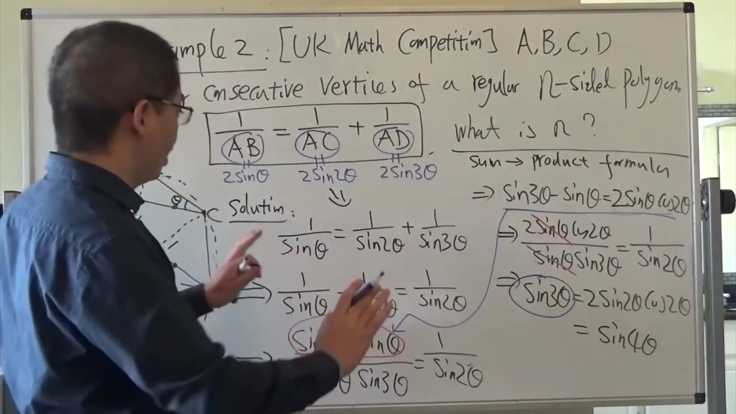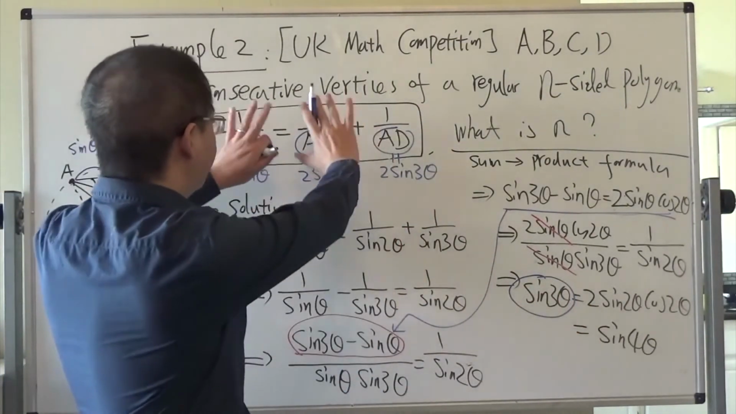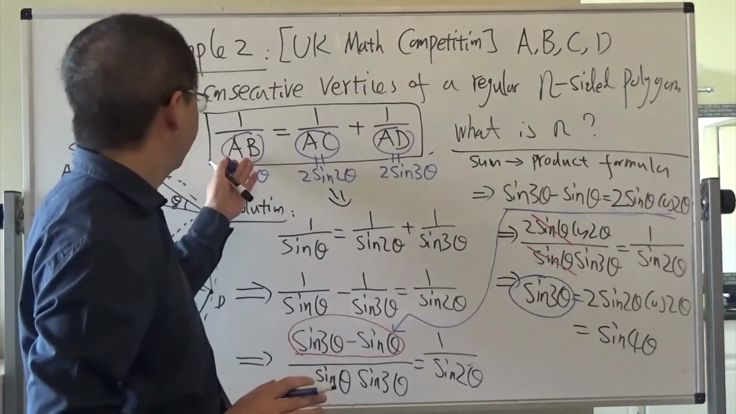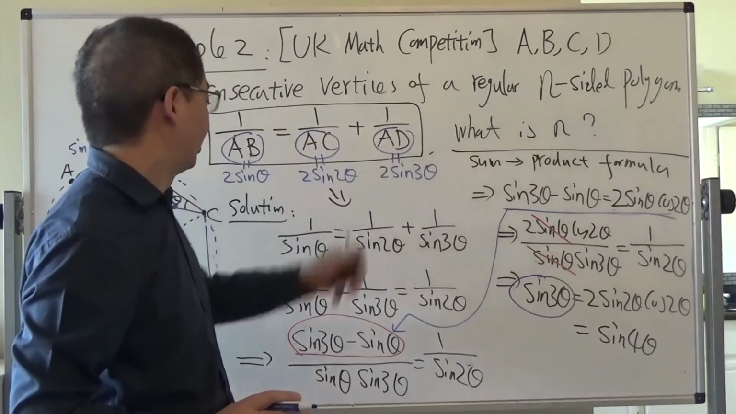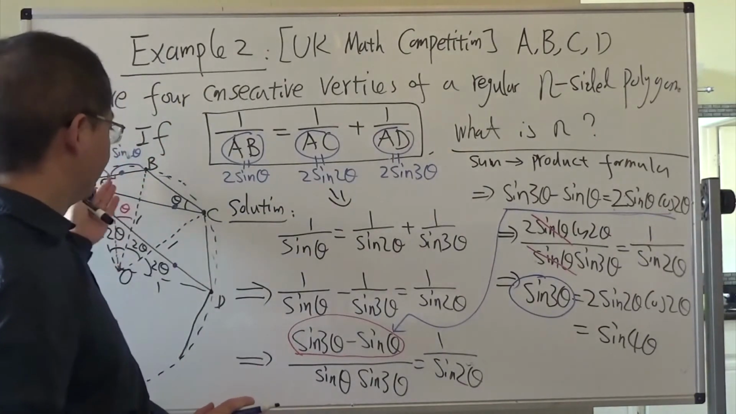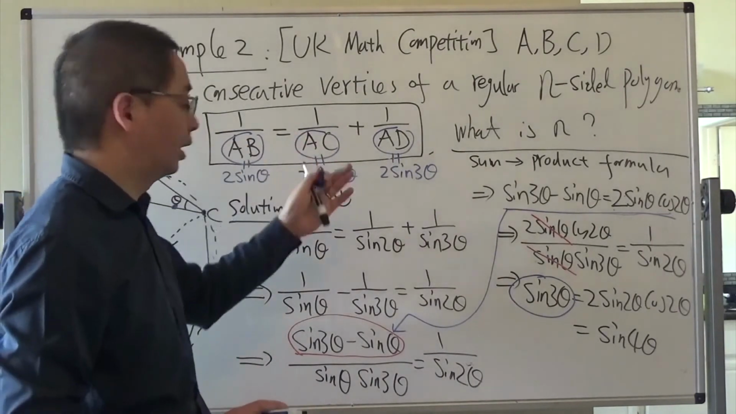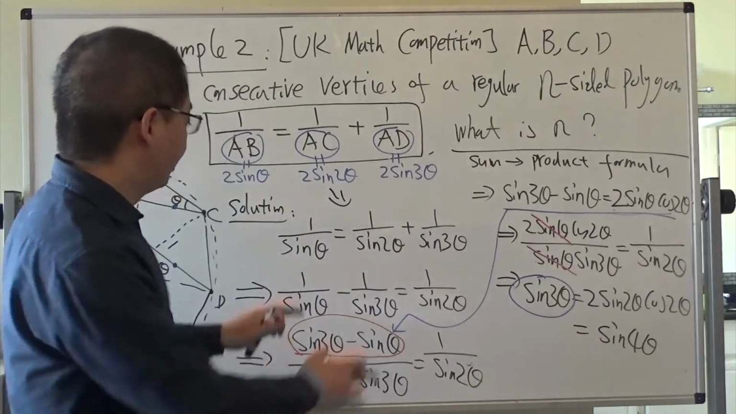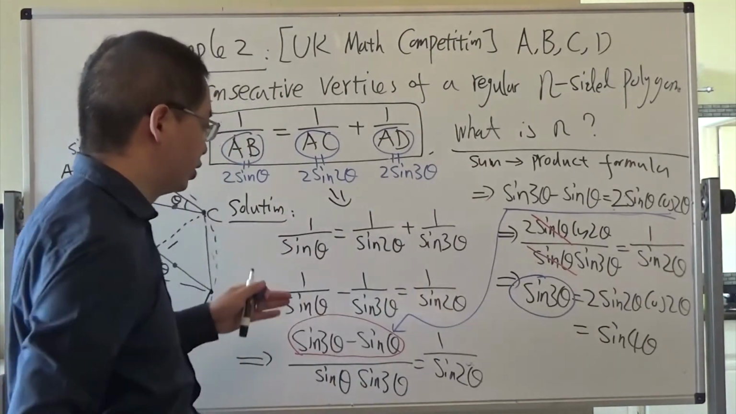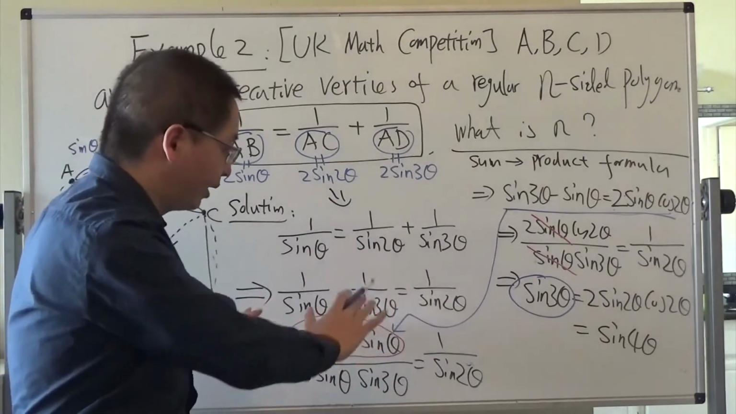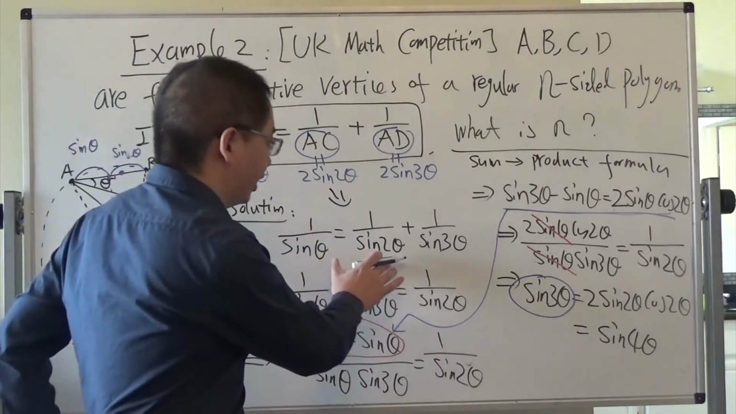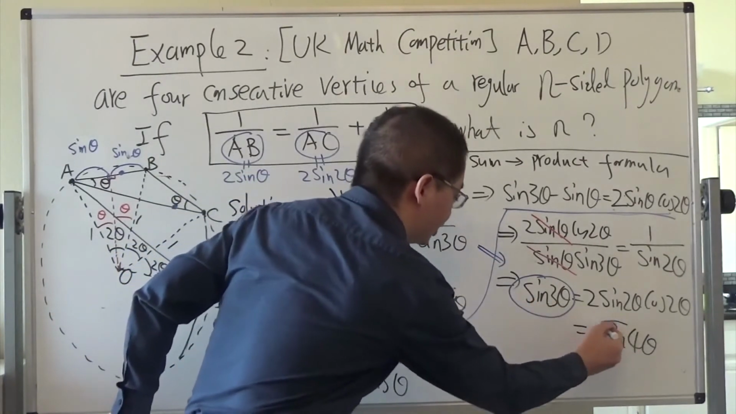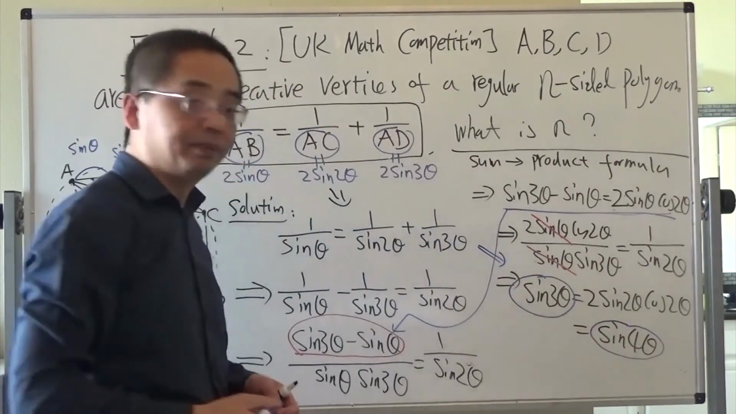So the point is, we start from this equation that involves one side and two diagonals. Then we introduce the variable theta. We express those things in terms of sine function of theta, and then we get this trigonometric equation after using trigonometric identities. Eventually, this one is reduced to what we have here: sine 3 theta equals sine 4 theta.